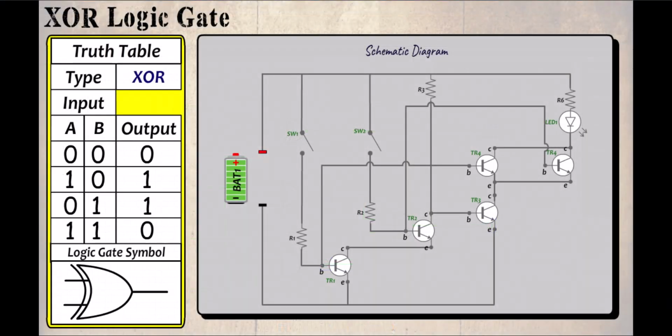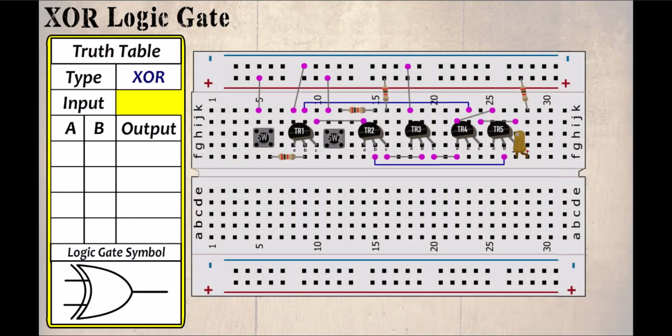This is a schematic diagram of an XOR gate. As we can see, although we are still using just simple components such as transistors, resistors, a couple of switches and an LED, the configuration has now become very complicated. Bear in mind, in this example we are talking about one single gate, and in practice we could be dealing with thousands. And here is a practical circuit.